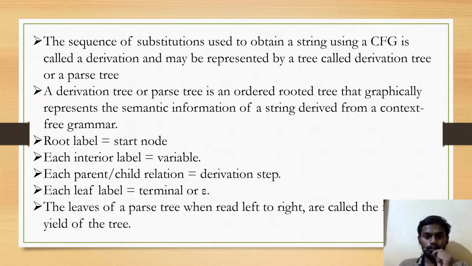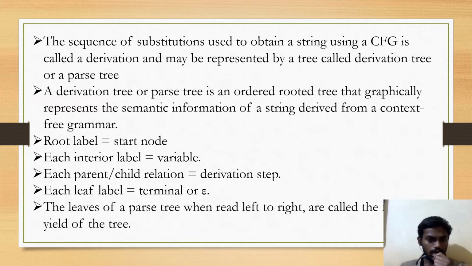The sequence of substitutions used to obtain a string using the CFG is called a derivation and may be represented by the tree called a derivation tree or a parse tree. A derivation tree or parse tree is an ordered rooted tree that graphically represents the semantic information of a string derived from the context-free grammar.